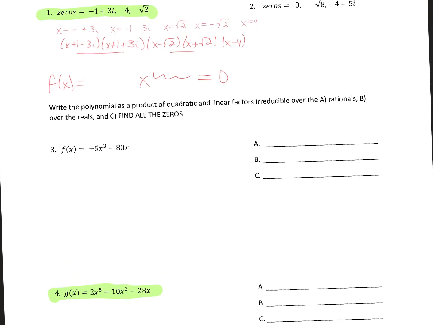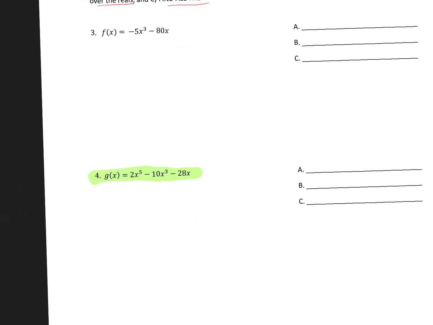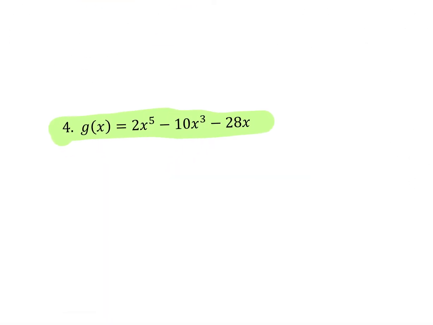All right, guys, if you notice in a question like this tomorrow, it's not going to ask you for all three: over the rationals versus over the reals versus find all the zeros. You have to read the directions and understand what they mean. So let's look at number 4. If I am going to solve this, what's the first thing we look for? Take out the GCF, the x.